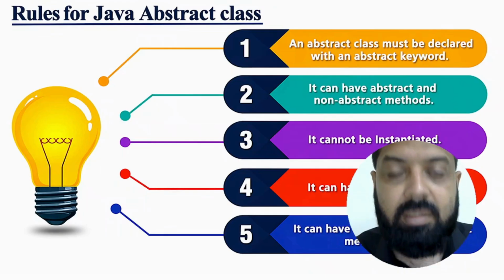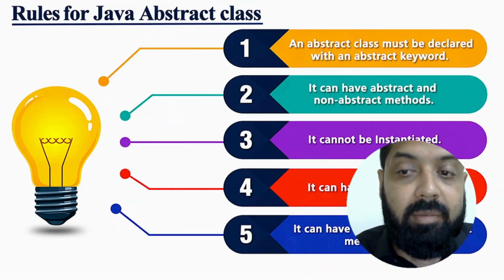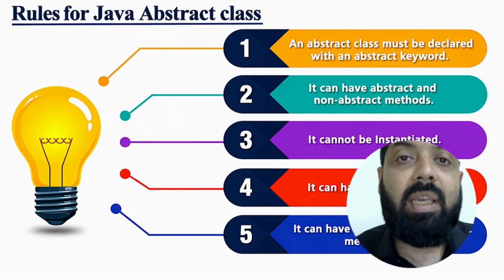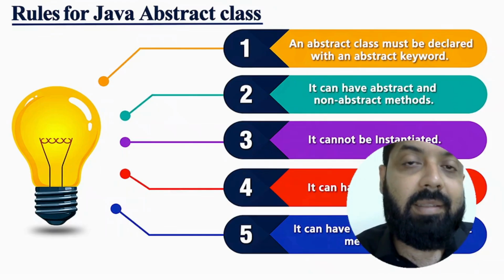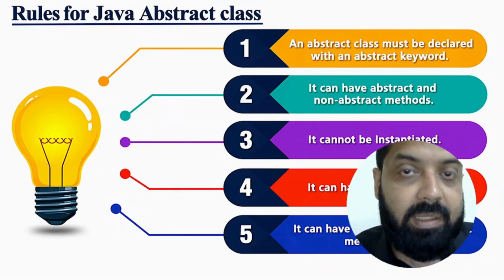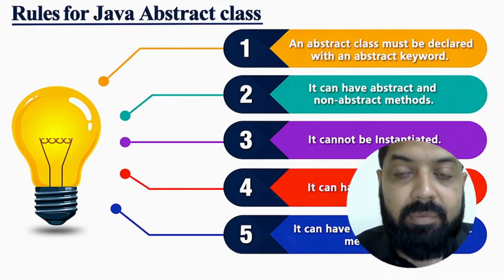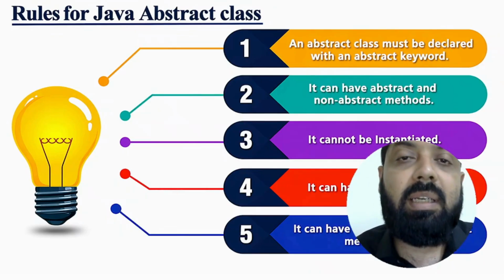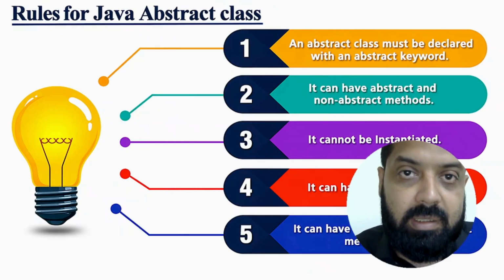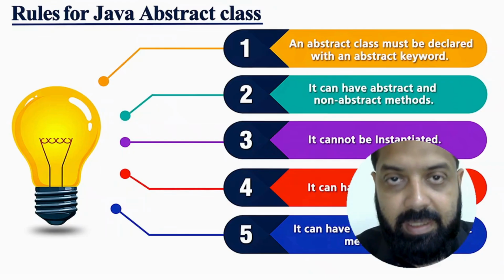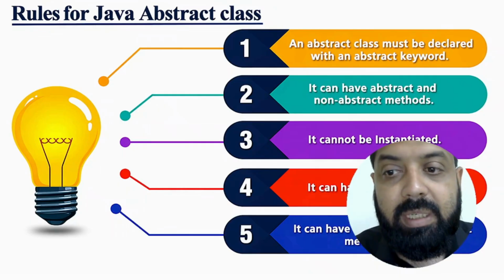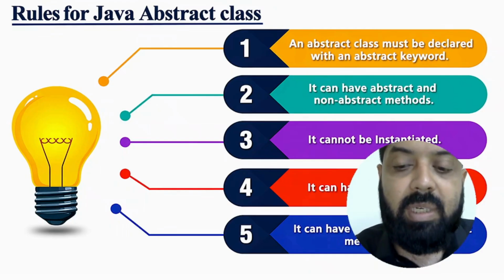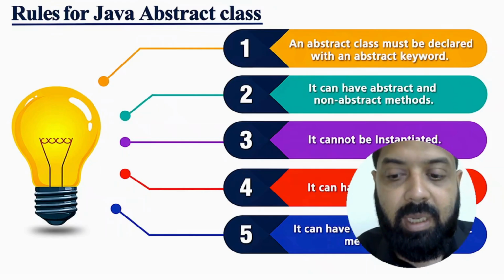And rule number four is that it can have final methods, which means an abstract class can contain the final keyword. In the next slide I am going to discuss what the final keyword is. And point number five is that it can have constructors and static members also, meaning it can contain both parameterized and default constructors. Furthermore, it can have static methods also. So this is all about the abstract class structure.